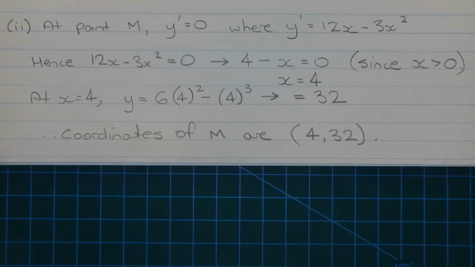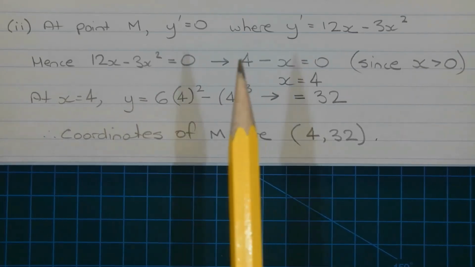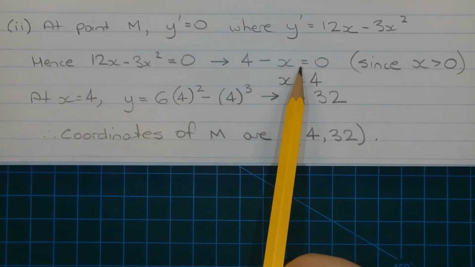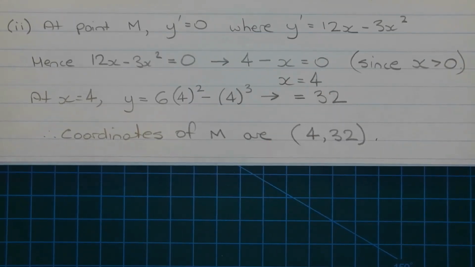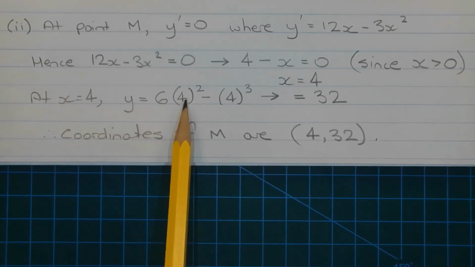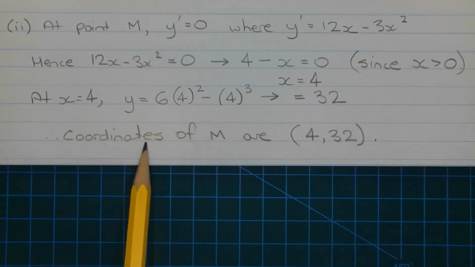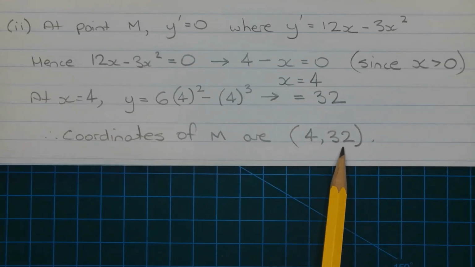Now note that the value of x must be positive because the location of the stationary point is to the right of the origin. So we can simplify this equation by dividing all terms by 3x. And the equation simplifies to 4 minus x equals 0. And we get x is equal to 4. But we need the y-coordinate of point M. So noting that y is equal to 6x squared minus x cubed, and substituting 4 for x into that equation, at x equals 4, y is equal to 6 times 4 to the power of 2 minus 4 to the power of 3, which gives us 32. Therefore, the coordinates of point M are 4, 32.